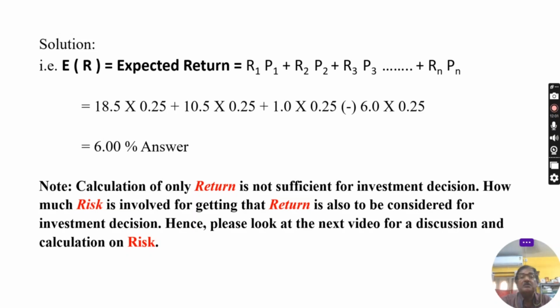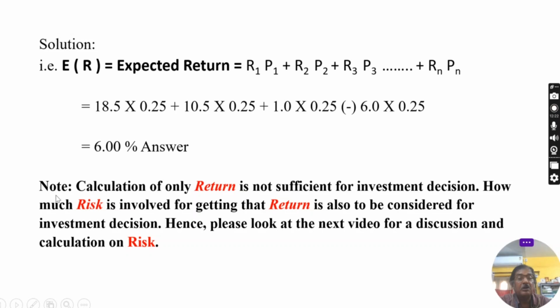Now why are we doing this? Again I am repeating, to invest my precious money, it is very important to know how much return I will get. What is the expectation of my return? Accordingly I will invest my money.